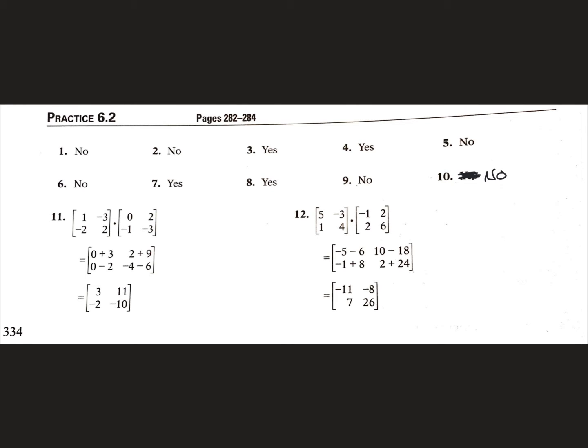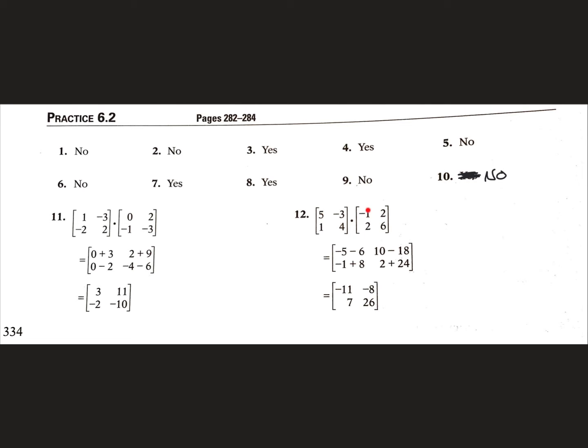All right, so the number 11. So we're doing 1 times 0 to get 0. -3 times -1 to get +3. Then 1 times 2 to get 2. -3 times -3 to get +9. -2 times 0 is 0. 2 times -1 is -2. Then -2 times 2 is -4. 2 times -3 is -6. Then you combine those answers, so you get 3, 11, -2, and -10.